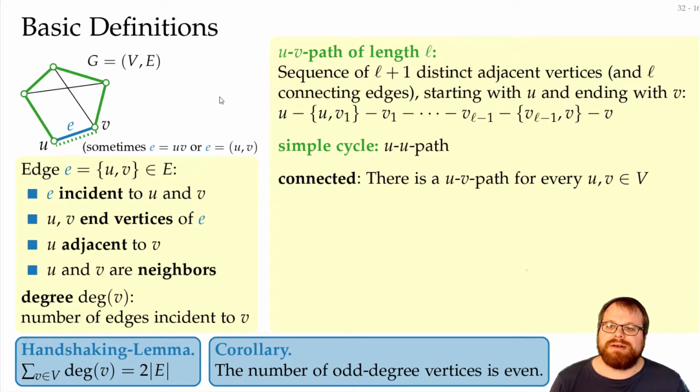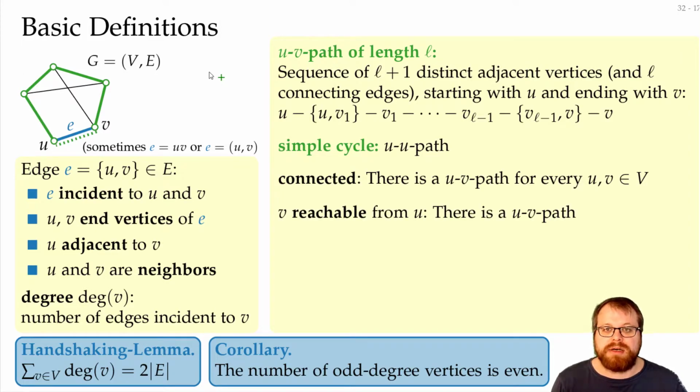We say that a graph is connected if there is a U-V path for every pair of vertices. So no matter which vertices you have, it's always possible to go from one to another. In general, for two vertices, we say that they are reachable from each other if such a path exists. So this graph here is connected, but if I add this part here, then it's not connected because there's no path from vertices from here to vertices from there.